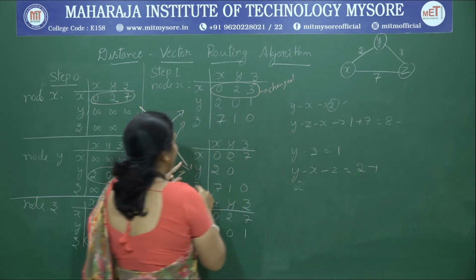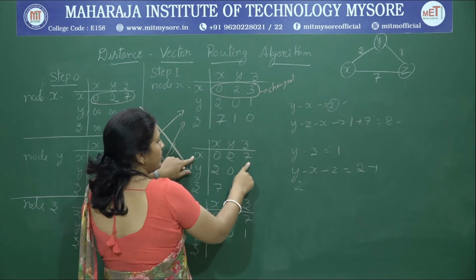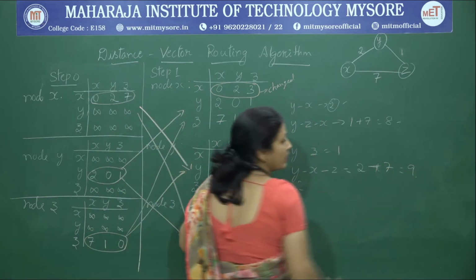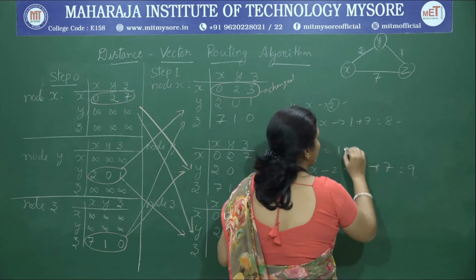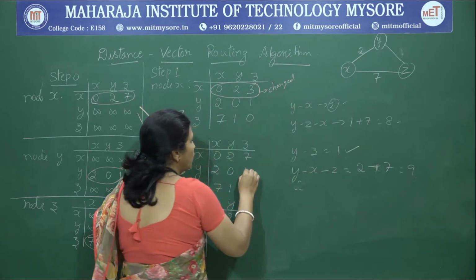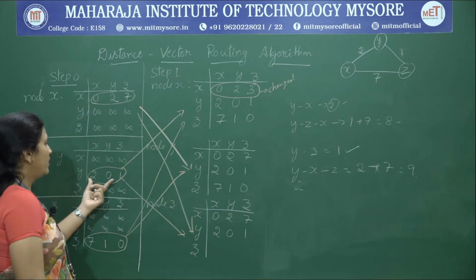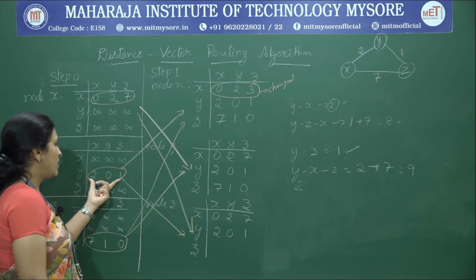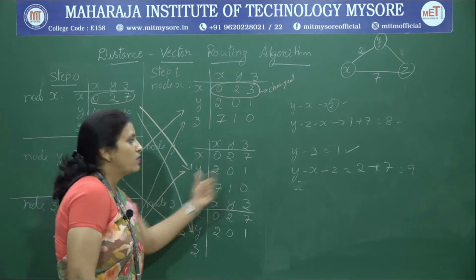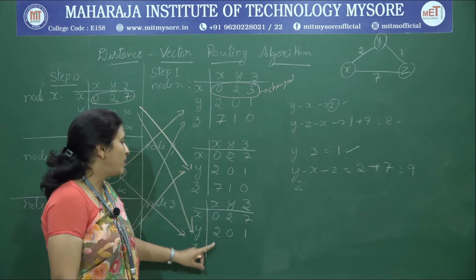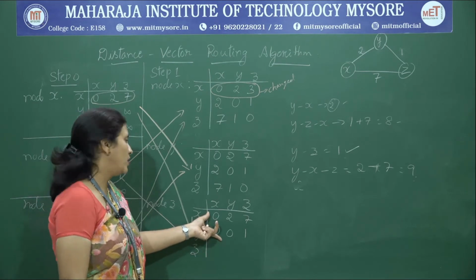From x to z it is 7, that will cost 9, but the minimum among these two is 1. So, we will write 1 here. From y to z is 1. So, our vector for y is not changed. Here also it is 2 0 1. Similarly, we will calculate the distance vector for z depending upon the distance vectors that we have here.